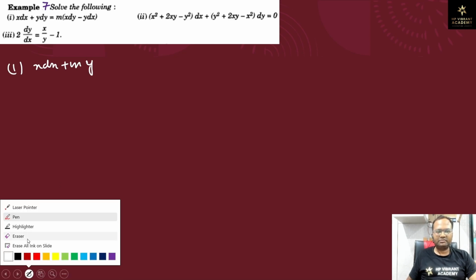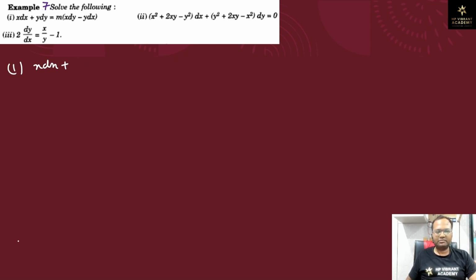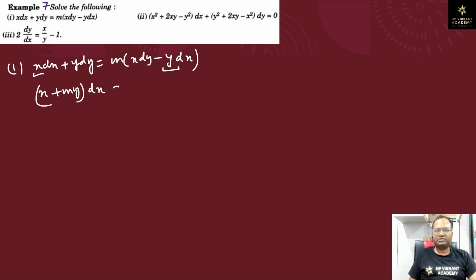So we have the first one: x dx plus y dy is equal to m times of x dy minus y dx. Okay, so from here let us take the coefficient of dx. So this is x and this is y, m times of y. So x plus my dx is equal to mx minus y dy. So from here dy upon dx is equal to x plus my upon mx minus y.